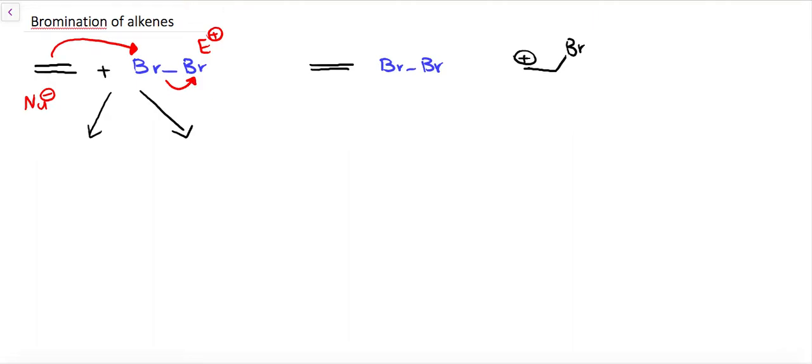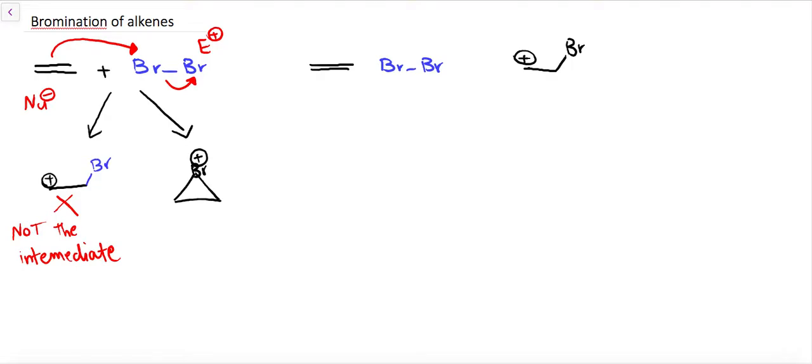Now, based on similar reactions that you might have seen, you might think that the intermediate should be a carbocation, so something like this. However, in reality, that's not the case, as we're going to discuss, so this is not the intermediate. The reaction actually goes through a three-membered bromonium ion. So let me just draw that. Then we have bromide ion. And this is our intermediate, the bromonium ion.